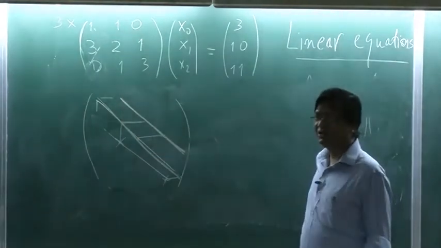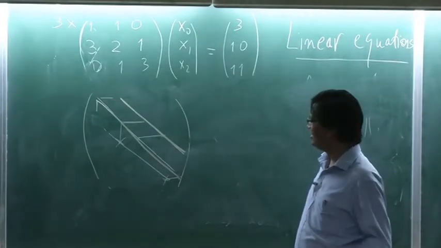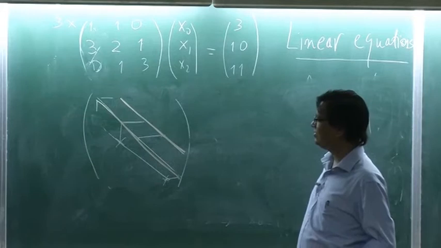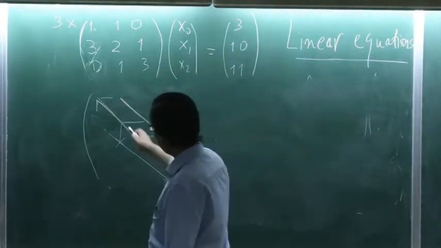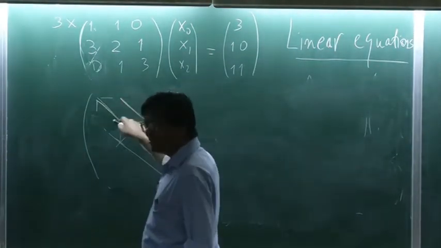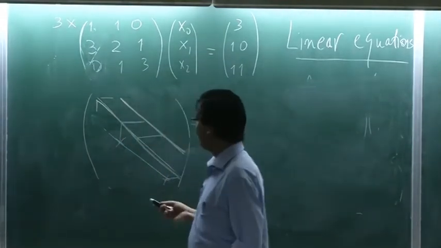And how many operations will it take? You can easily check it is order n. It is really cheap, order n, because I have to do only one elimination each time, 3 times n, so it is order n.